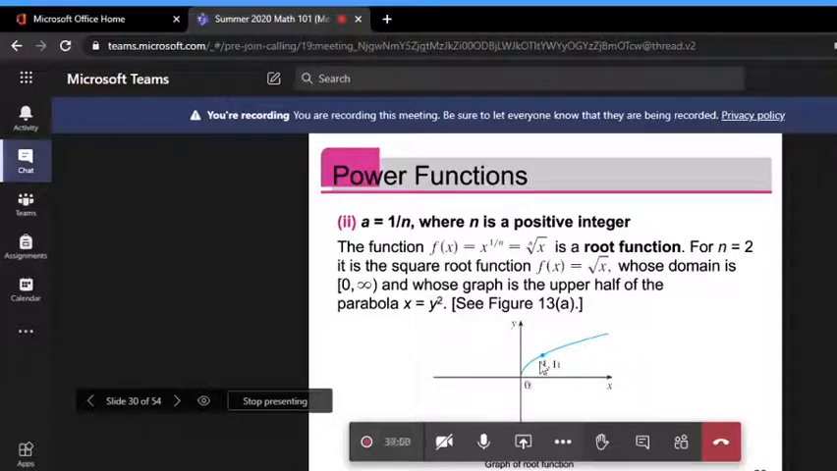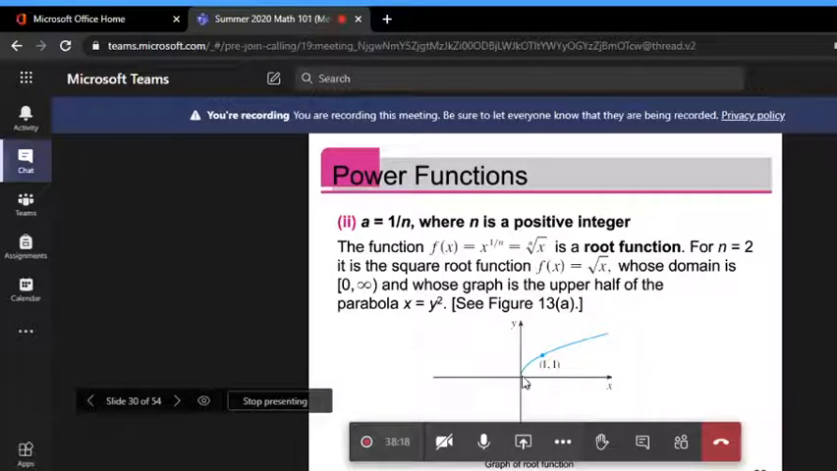Square root of x has this picture, and I want you to keep this in mind. Remember the square root of x. This is very important. Let's analyze this square root of x a little bit. So what is the domain of this function? What is the range of this function?